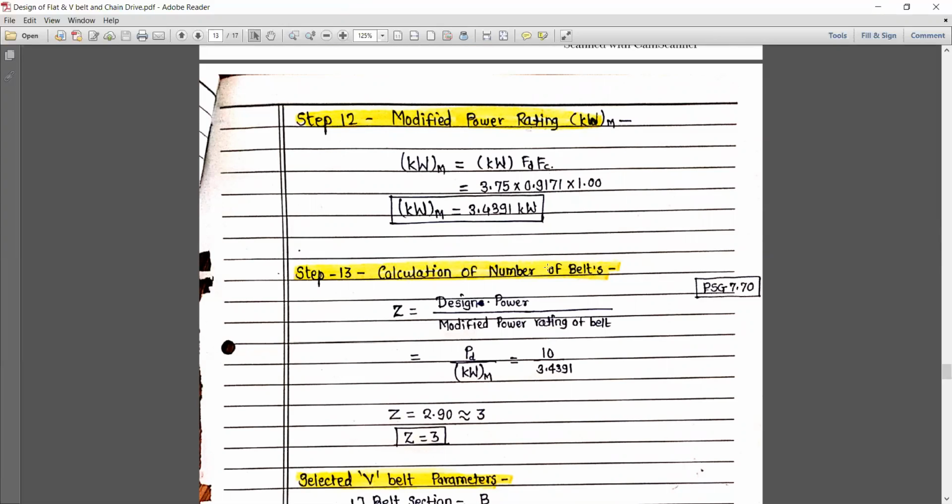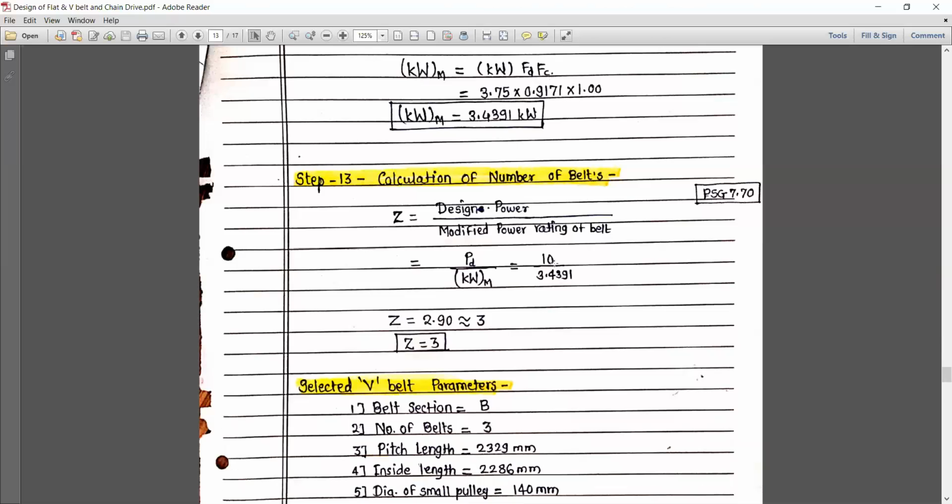So what we get, the modified power rating is equal to 3.4391 kilowatt. Now next one, calculating the number of belts. So Z is equal to design power divided by modified power rating, referring PSG page number 7.70. So PD divided by KW modified, that is the modified power rating, 10 divided by 3.4391. So what we get, number of belts Z is equal to 2.9, which is nothing but the integer value, that is 3. So the number of belts we can use for V belt drive is 3.